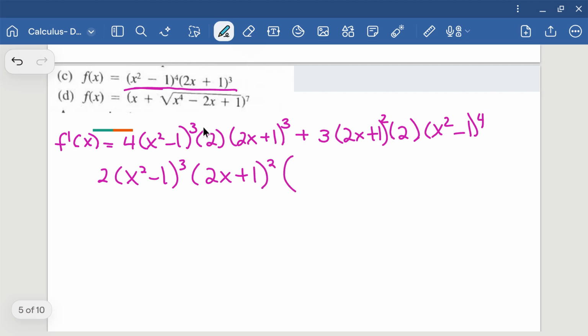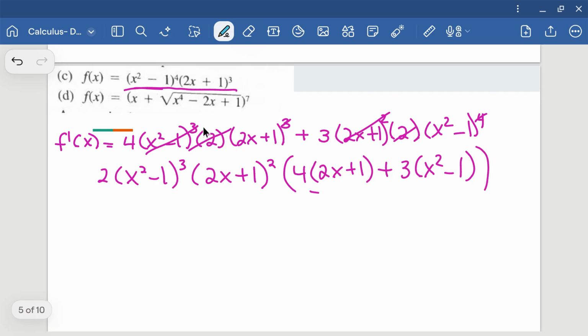When I do that, I'm left with a 4 from my first one. So essentially this all cancels, this cancels, and 2 out of the 3 cancel. So I'm left with 4 times 2x plus 1. And then from my second part here, plus, I would have 2x, all of this goes away, the 2, and then 3 out of the 4 here. So I'm left with 3 times x squared minus 1. So I want to simplify what's in here. I'm just going to rewrite again what I have first: 2 times x squared minus 1 cubed times 2x plus 1 squared.